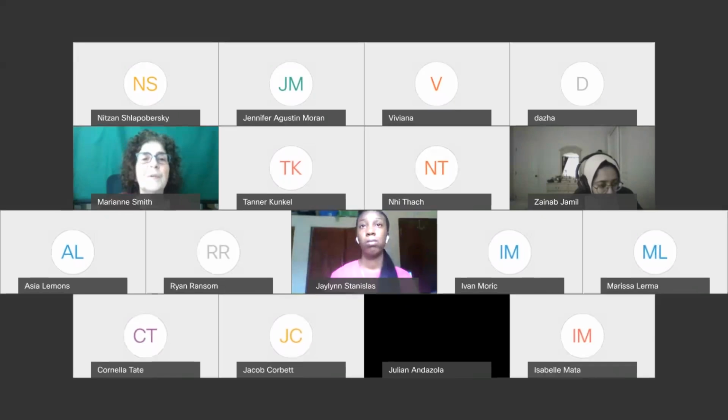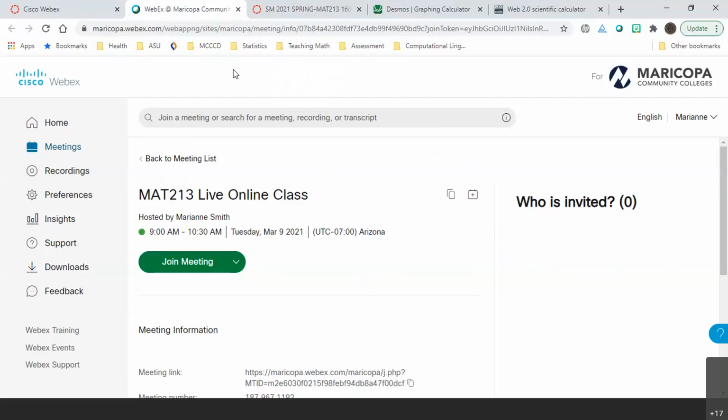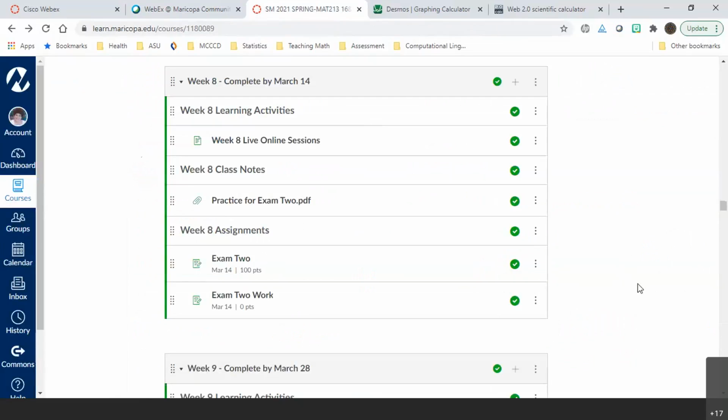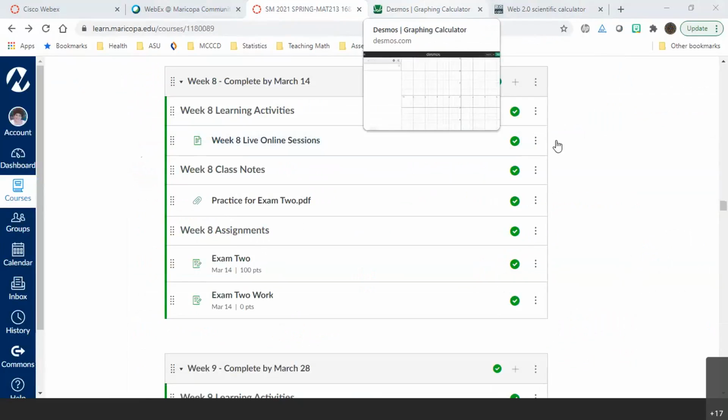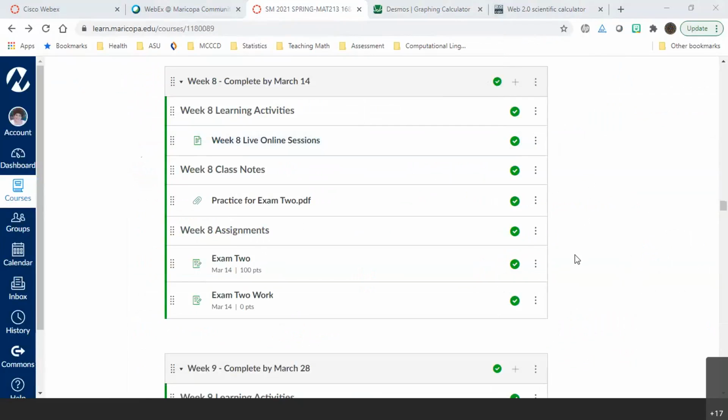I'm going to show you, again, where we are in the course. We're currently in week 8, which means we're about halfway through, folks. We've got 15 instruction weeks this semester, and a final exam week. It's like a week shorter because of spring break, which is next week. So here is what we've got going on in week 8.